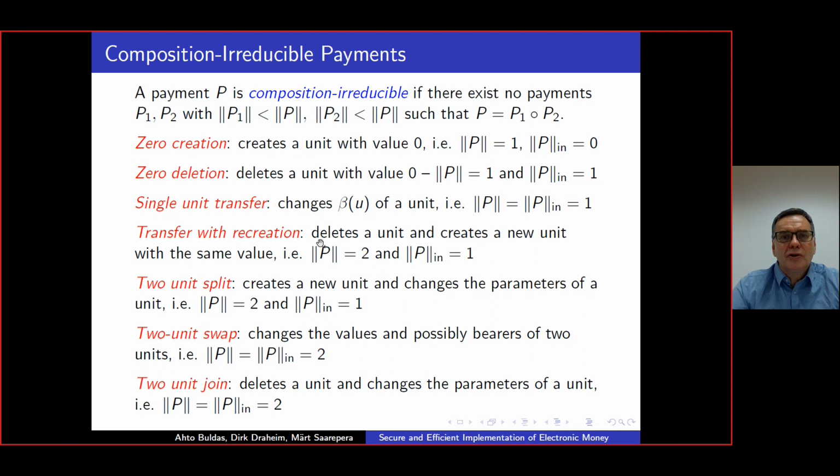We have transfer with recreation. It deletes a unit and creates a new unit with the same value. Input complexity is 1 and descriptional complexity is 2. We have 2 unit split. It creates a new unit and changes the parameters of a unit. So in this case, we have descriptional complexity 2 and input complexity 1. We have 2 unit swap, which, for example, account payment is a 2 unit swap. It changes the values and possible owners of 2 units, and both its complexities are equal to 2. Also, finally, we have 2 unit join. It deletes a unit and changes the parameters of a unit, and it has similar complexities to 2 unit swap.